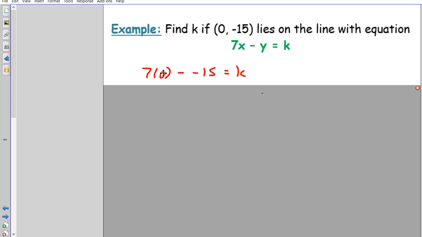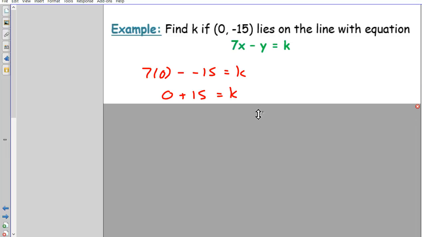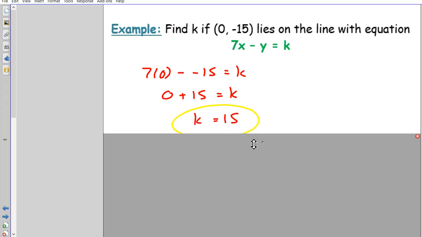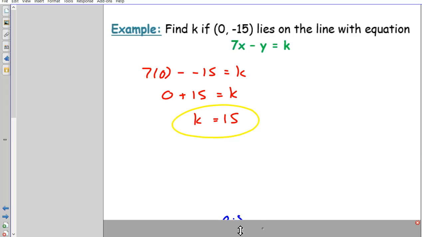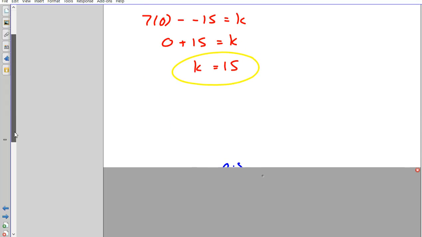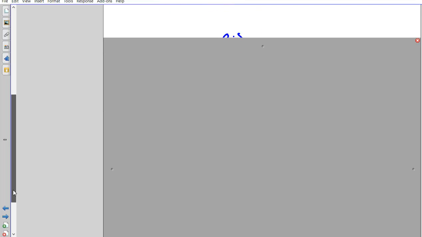Work out what that is. Anything multiplied by 0, what's that equal to? It's equal to 0. 0 subtract -15 is the same as 0 plus 15. So therefore, of course, k is 15. You're not asked to write anything else, you're just asked to find k. Now let's look at our last one.